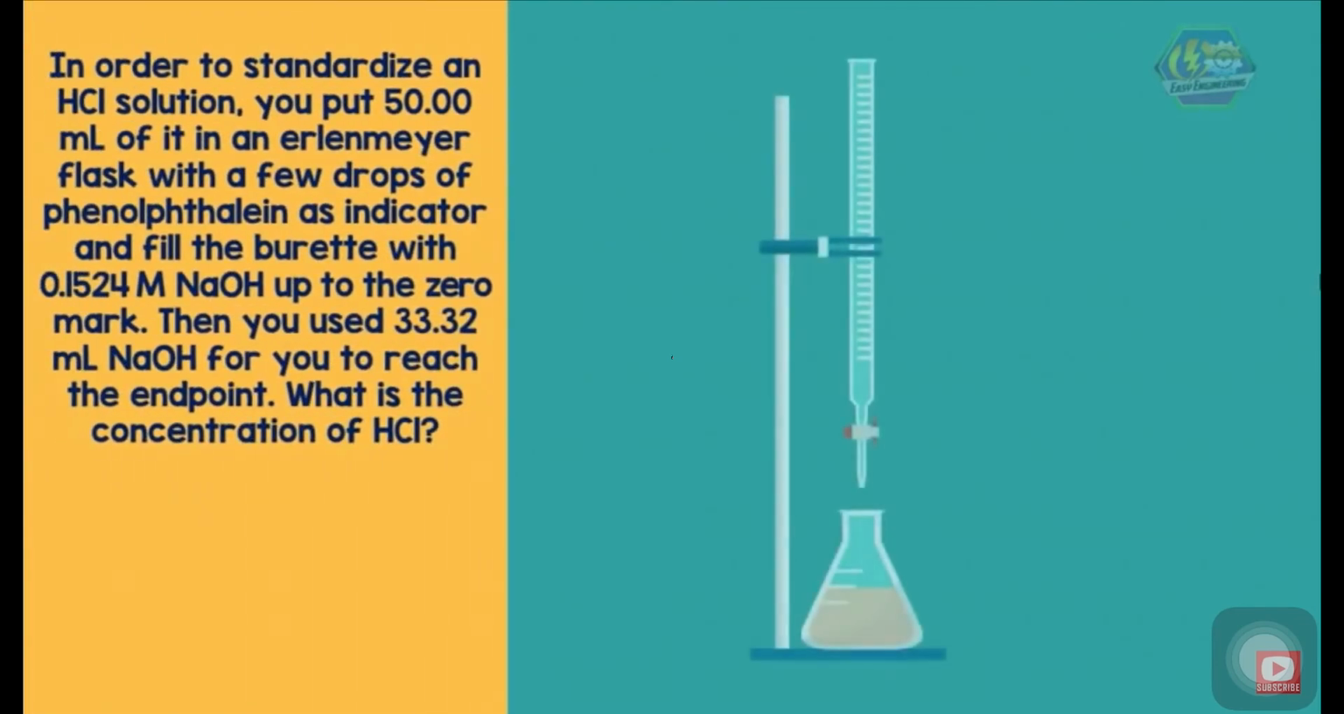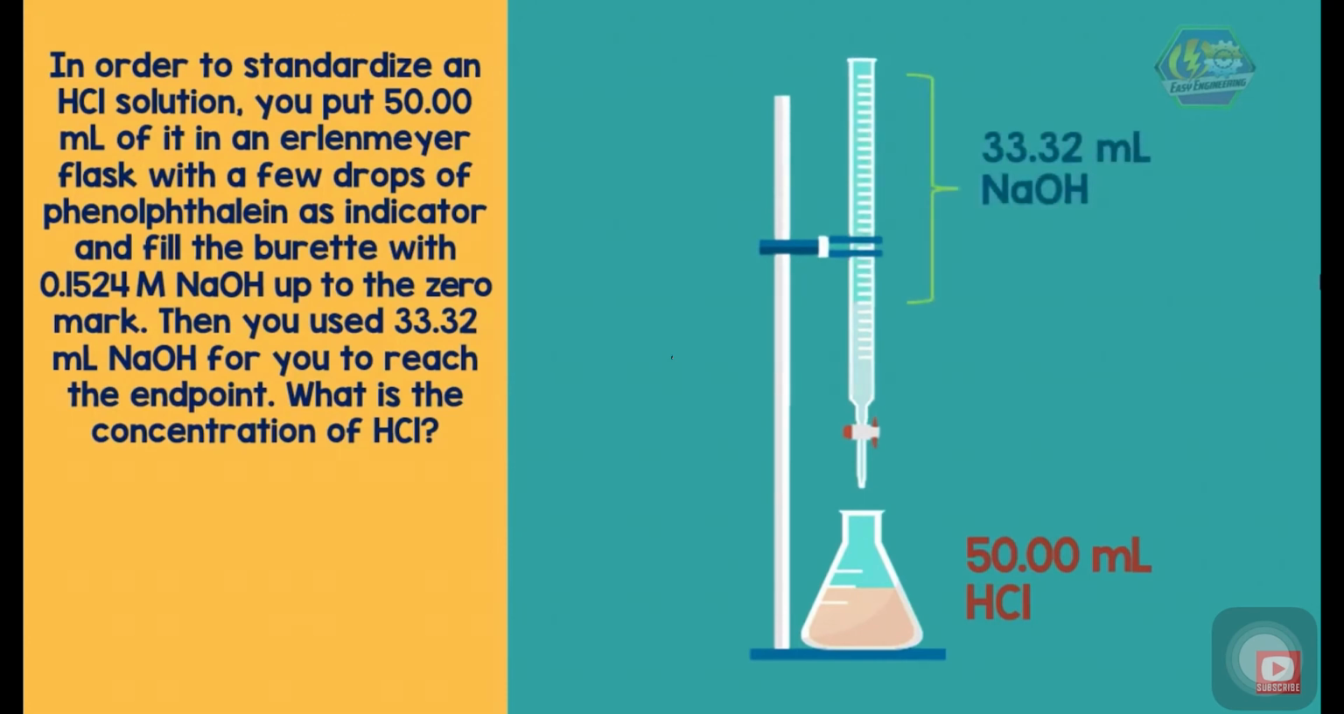In order to standardize an HCl solution, you put 50 ml of it in an Erlenmeyer flask with a few drops of phenolphthalein as an indicator, and fill the burette with 0.1524 molarity sodium hydroxide up to the 0 mark. Then you use 33.32 ml sodium hydroxide to reach the endpoint. So what is the concentration of HCl?